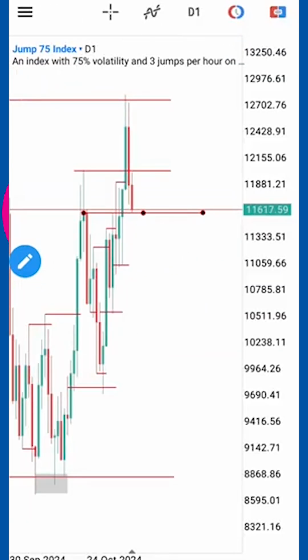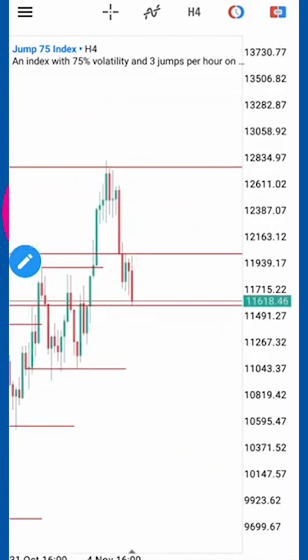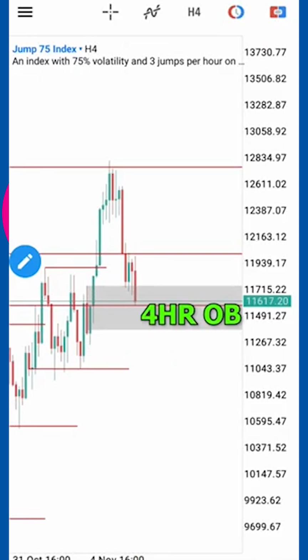Now this is because there is also that breaker block that it is going to hit, and on the 4-hour there is that inefficiency that has been filled, and then after price filled the inefficiency, it's also met with the 4-hour order block.